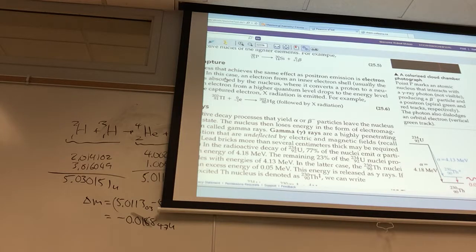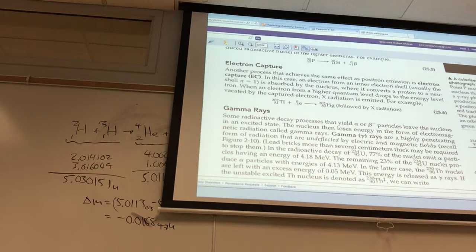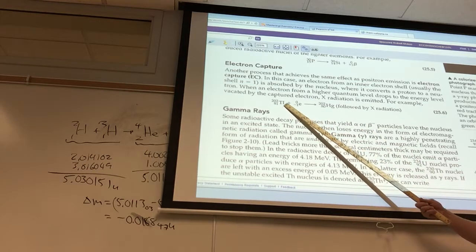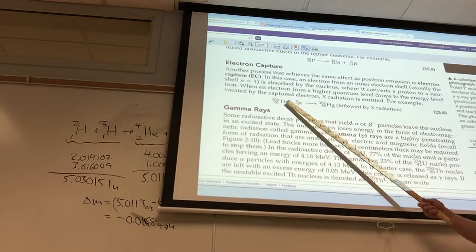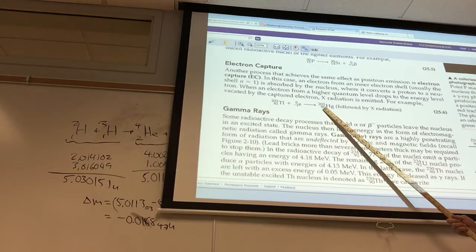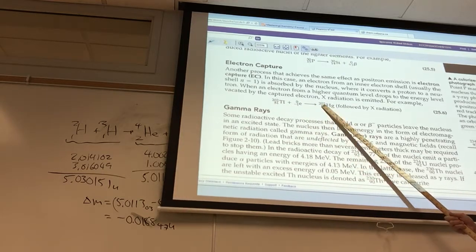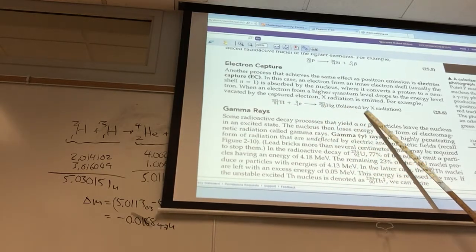Next is electron capture. Here, this element captures an electron. So 81 minus 1 gives us 80. 202 and 0 gives us 202. So it's going to be Hg followed by X radiation.